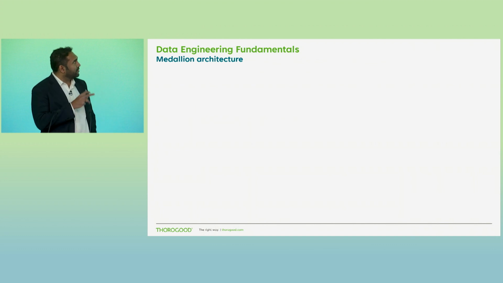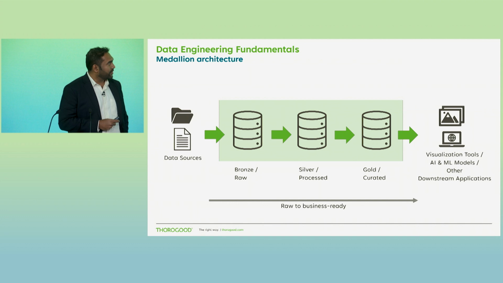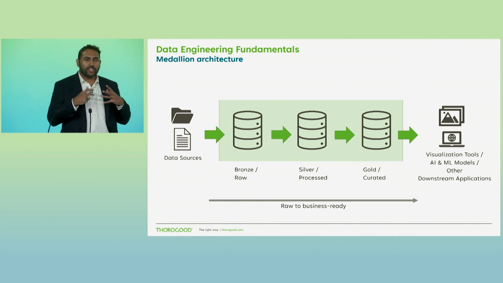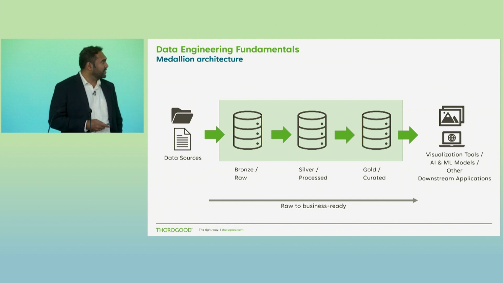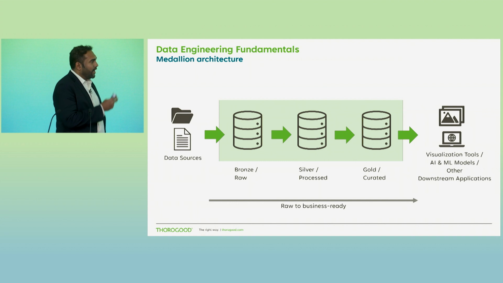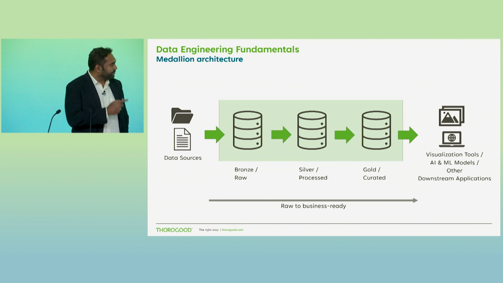Before we dive deeper, I want to cover some engineering fundamentals. I'll start with the medallion architecture. To put it simply, it's a way of organizing and transforming data through different layers or stages of readiness. It's a logical design pattern that can be implemented on most modern platforms. You have heard terms like bronze, silver, gold. This is just one way of describing the layers. Some organizations use terms like raw, processed, curated.